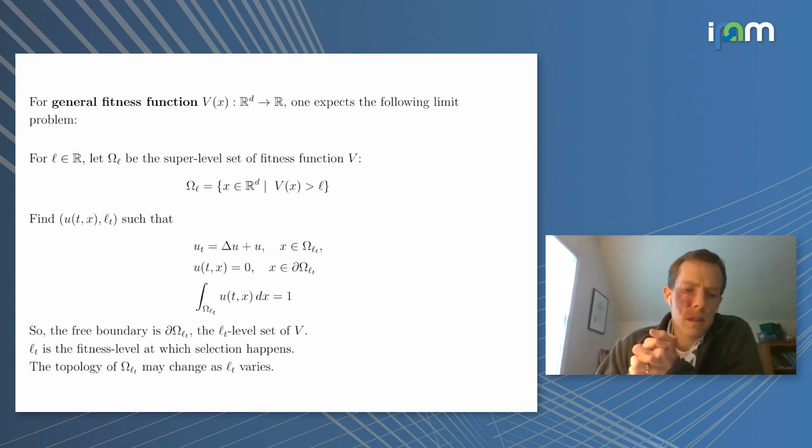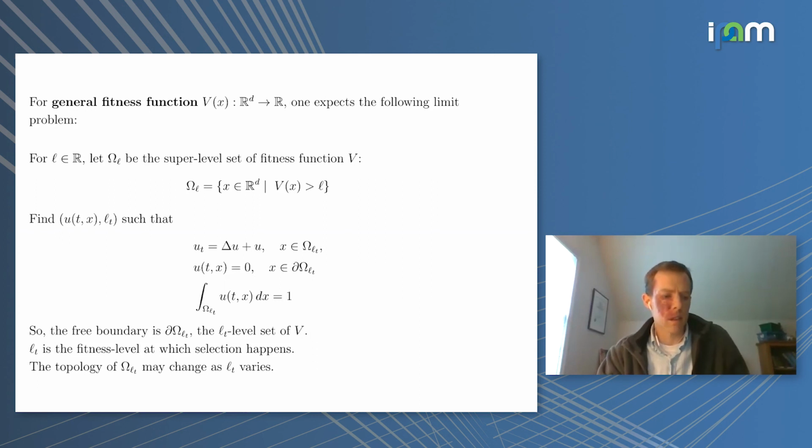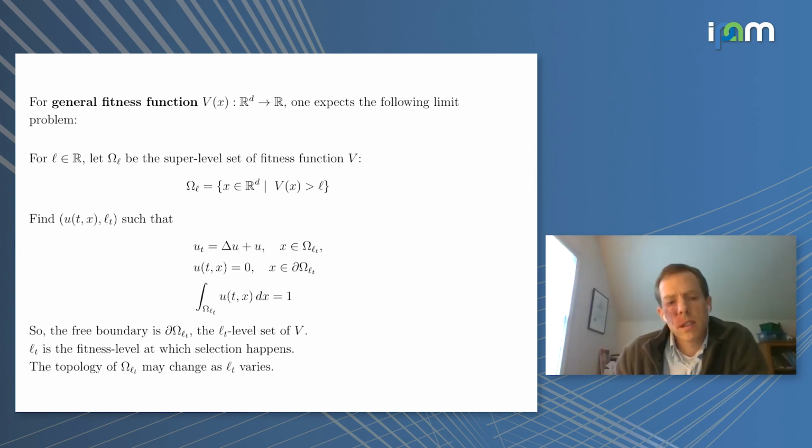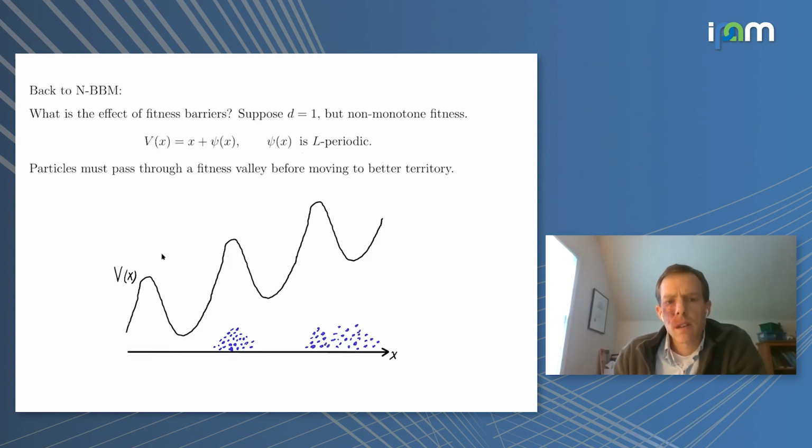So the interesting thing about the more general problem is that as time goes on, the topology of these level sets may change, depending on the structure of V. So that makes it difficult to analyze. But we're thinking about this more general case now. So let's look at some one-dimensional aspects of this issue.